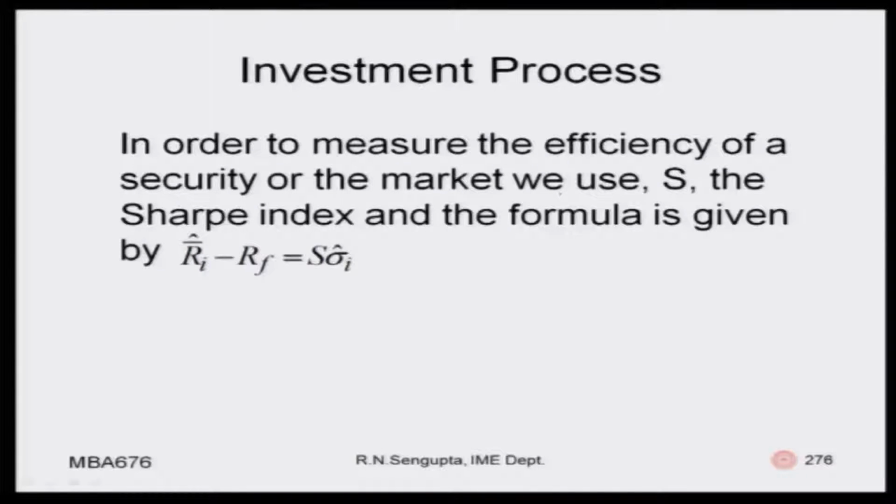Now there is another index we'll also consider. In order to measure the efficiency of a security on the market, we use S, which is basically the Sharpe index. So the Sharpe index gives you the ratio of the excess return on a particular portfolio or a stock over the risk-free interest rate, divided by its standard deviation. Now we have already encountered the Sharpe ratio.